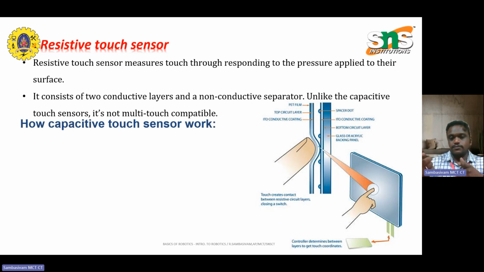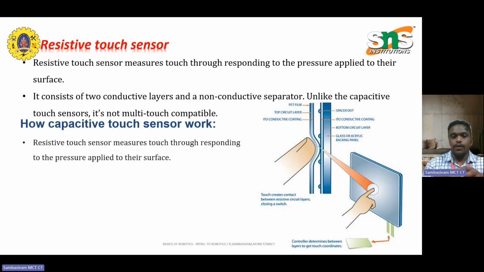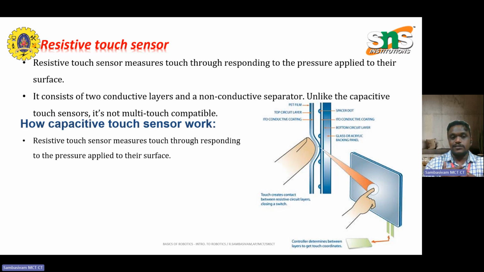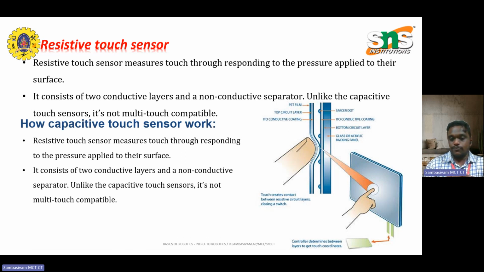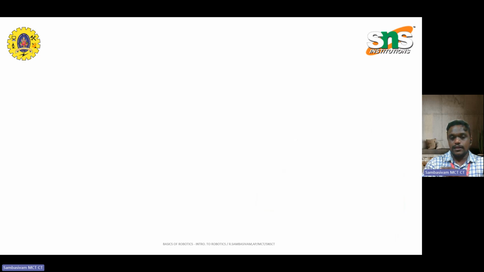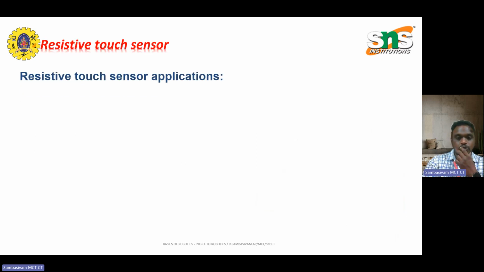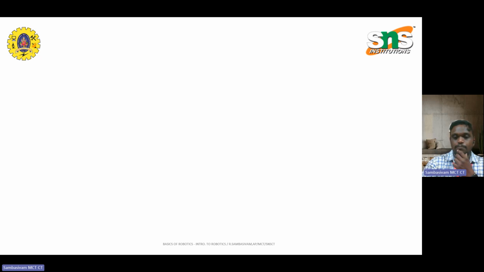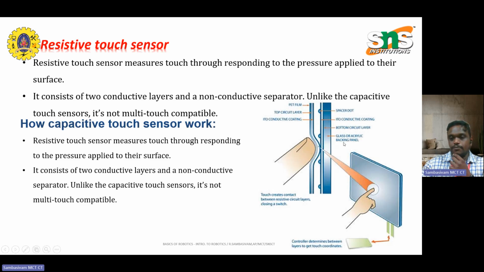How the resistive touch sensors work is the important thing, right? Resistive touch sensors measure touch by responding to the pressure applied to the surface. As I said, it consists of two layers: one is conductive and another one is a non-conductive separator. When pressure is applied onto the particular object, there is a PET film as the top circuit layer with a conductive coating, and there is another space where the conductive layer is kept.